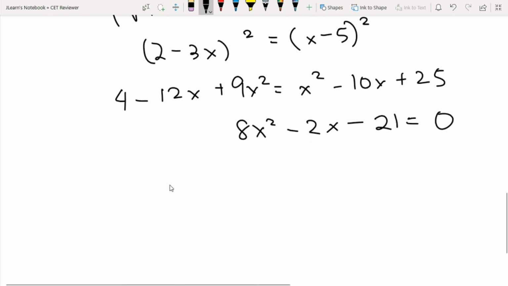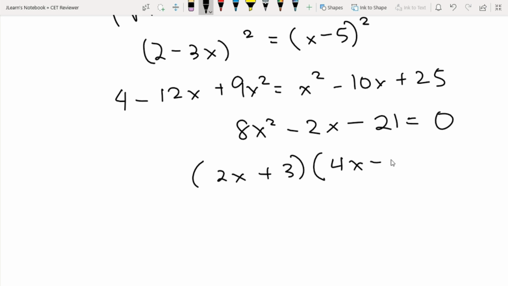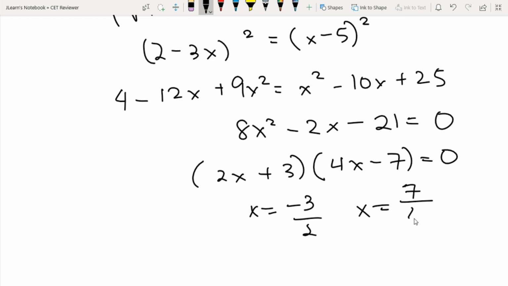Okay? So now, we can just factor this, no? So let's factor this to be equal to 2x plus 3 and 4x minus 7 is equal to 0. And now we can just solve for the value of x to be equal to negative 3 over 2 and x to be equal to 7 all over 4. Okay?